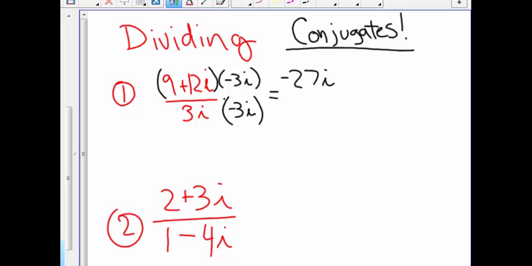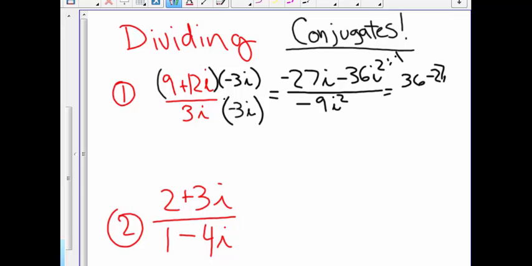So we distribute that through on the top. We end up with -27i minus 36i squared. And on the bottom, we end up with -9i squared. So now we got to get rid of those i squareds because they equal -1. So we end up with 36 minus 27i. It's a sad looking i there.